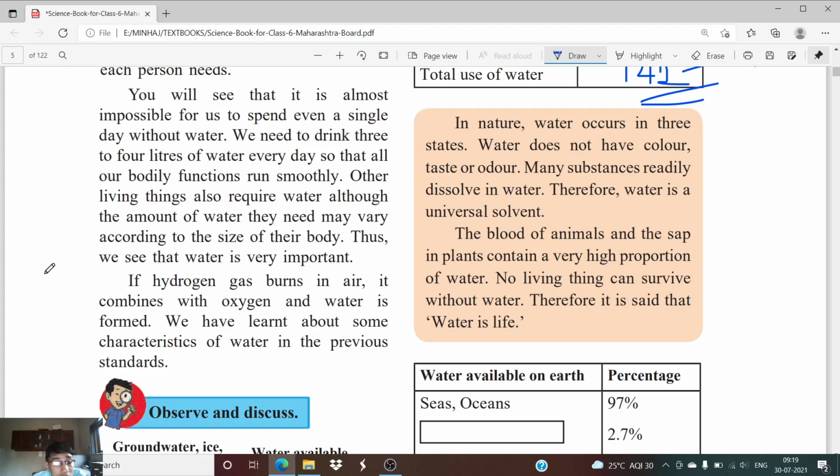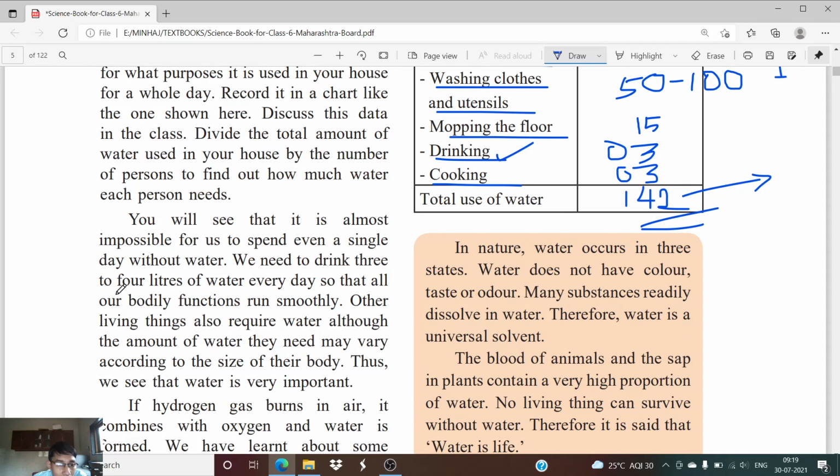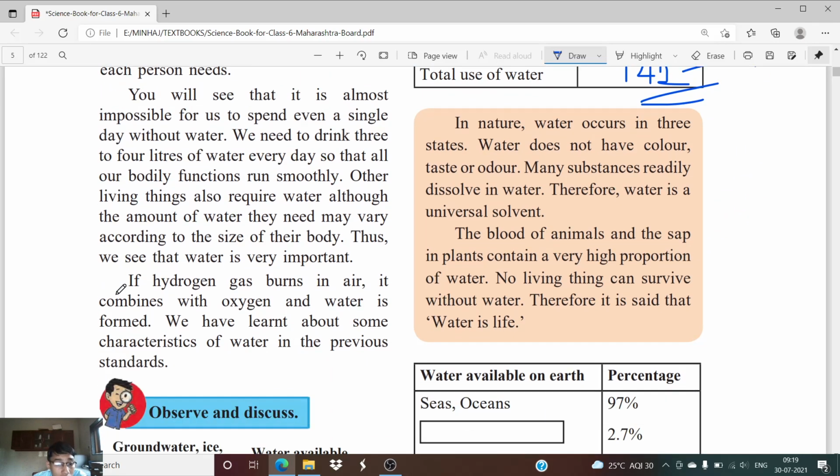Now, how is water formed? We know we get water via rain. But water is also a chemical in terms of science. What is the molecular formula of water? It is H2O. Two atoms of hydrogen and one atom of oxygen combine to form a single molecule of water.